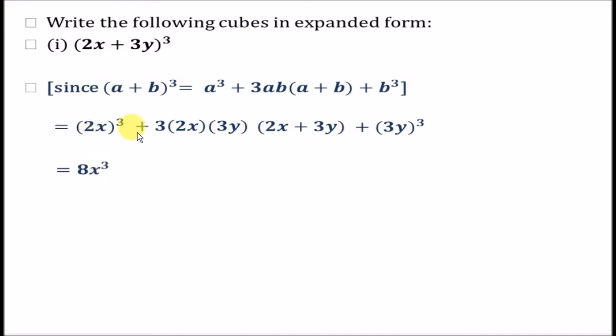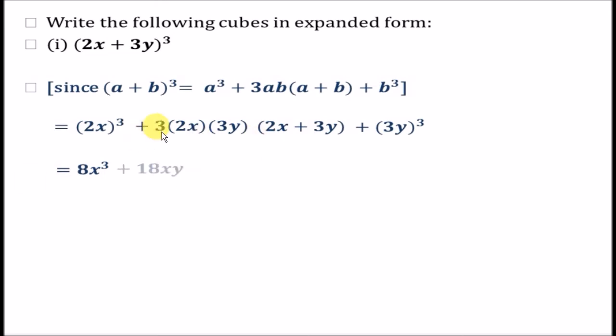The difference between 2x whole cube and 8x cube is, 2x whole cube means the cube is for both 2 and x. Now 8x cube means the cube is only for x. Since x is a variable, it cannot be changed even after cubing, so it is still x cube, whereas 2 cube has changed to 8.